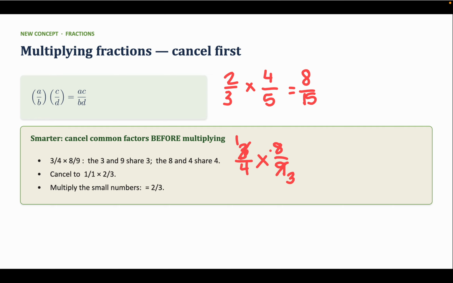Then we can see that between 4 and 8, we have a common factor of 4. So I can cancel that 4 and turn it into 1. I can cancel the 8 and turn it into 2. Then we have much smaller numbers to work with when we multiply. So 1 times 2 is 2, and 1 times 3 is 3. So that fraction is 2/3. And it is far easier to cancel your common factors before multiplying than to multiply big numbers and reduce afterwards. So always look for shared factors between any numerator and any denominator first.